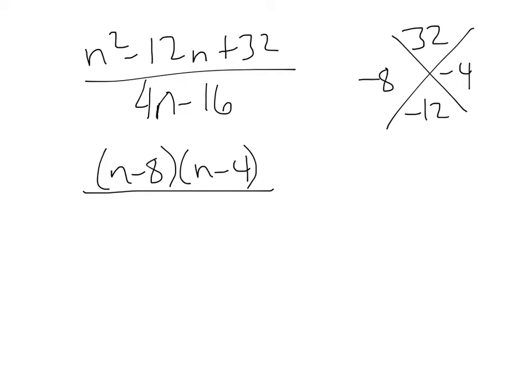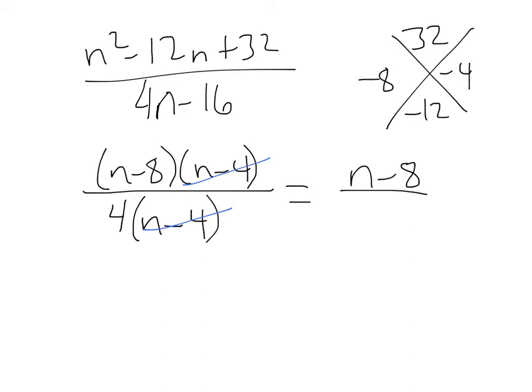My denominator, however, can be factored using GCF. What I'm going to do is take out a 4 from both. Both those are divisible by 4. And what I'm left with is n minus 4. And what you'll notice is we have two like things, n minus 4 and n minus 4. Those can be canceled. And what I'm left with now is n minus 8 over 4.